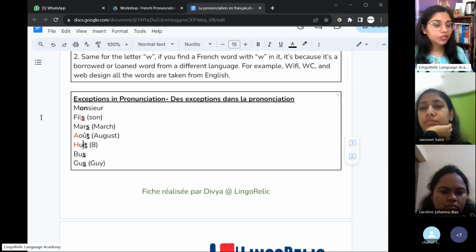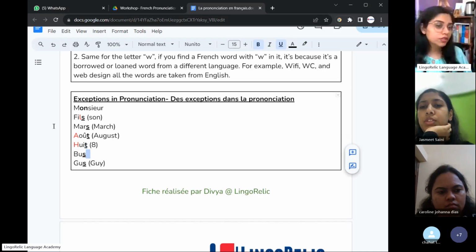8 in French is called "huit." The H is silent and the T is sounded. Instead of pronouncing it as "oui," you're going to say it as "huit." This bus in French is called "bus." Instead of saying "bu," you're saying "bus."